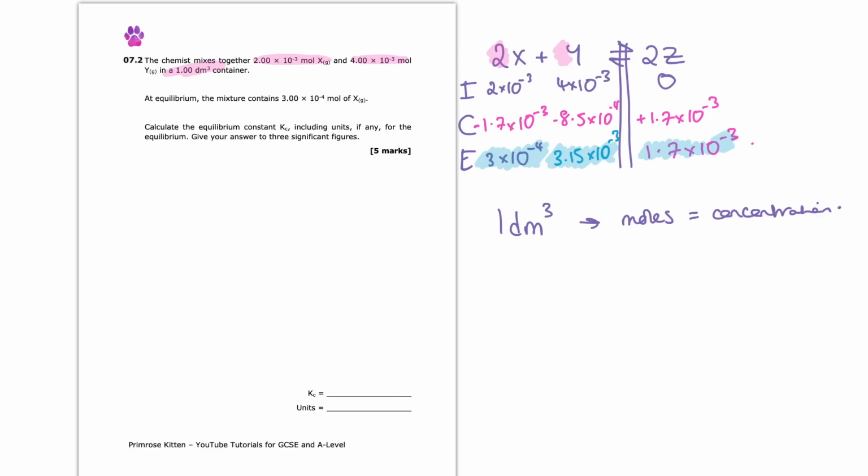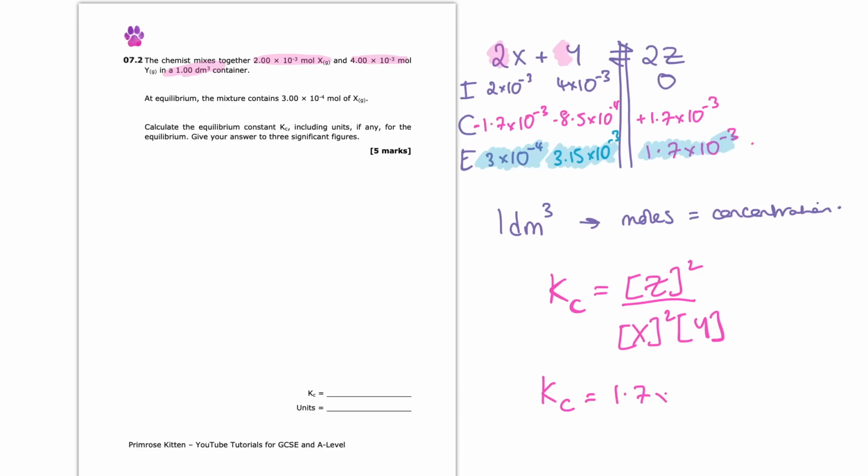So now we've got this, what we can do is to say, okay, so Kc equals the concentration of the products to the power of their moles divided by the concentration of the reactants to the power of their moles. So the equation for this case would be the concentration of Z squared over the concentration of X squared times by the concentration of Y. And in this case, we will put in the right numbers.